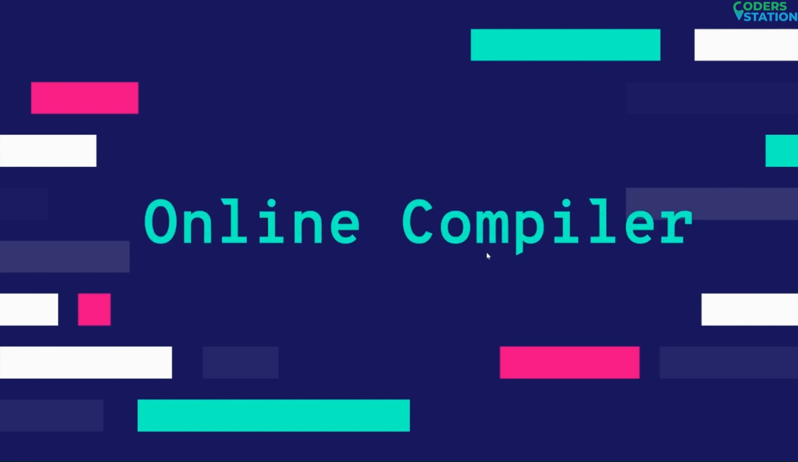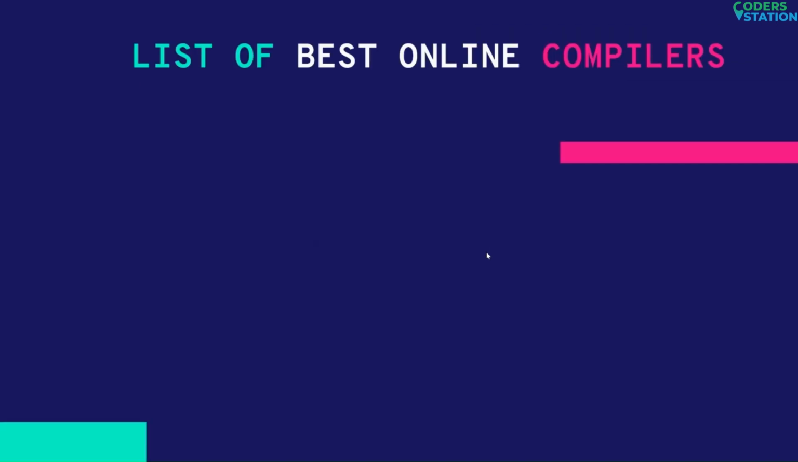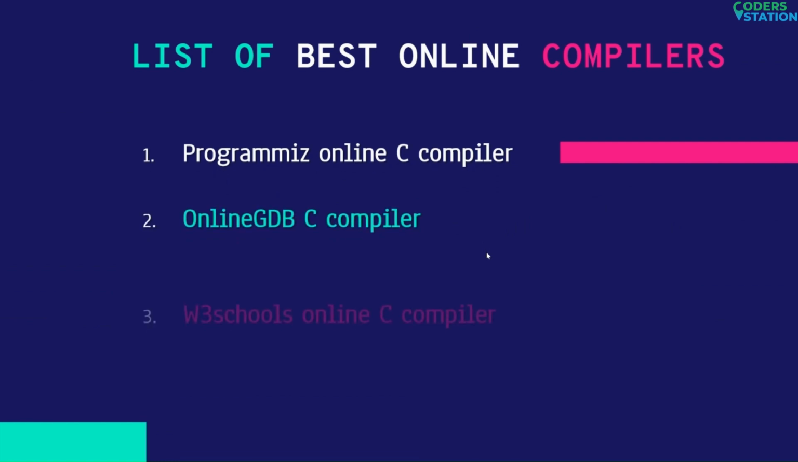The first is the online compiler. The online compiler is a C compiler itself which is available online. There are many online compilers available in the market on Google Chrome. You can just go there and search for C online compilers. You will get a list of all the compilers through which you can code in C. For example, I have just made a list for you of the best online compilers.